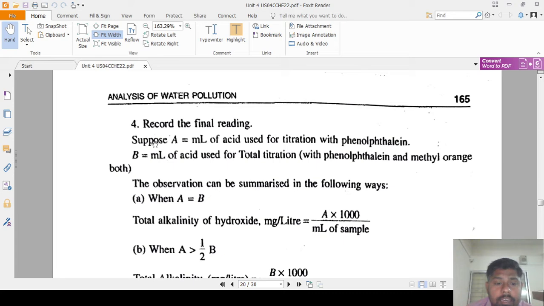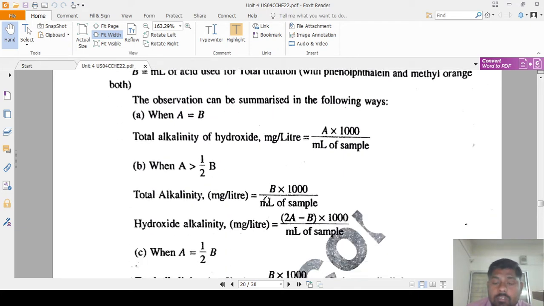So here, A is the acid used for titration with phenolphthalein indicator, and B is the acid used for total titration, that is, phenolphthalein as well as methyl orange both. First of all, those are the formulas by which you can find out the value. Here, when A is equal to B, that means when both readings are the same, the alkalinity is found with the help of this equation. You have to memorize this equation.